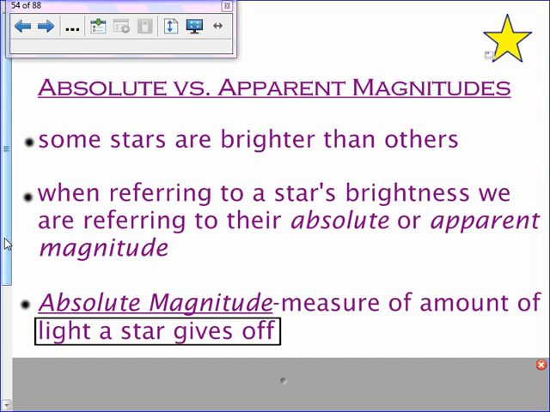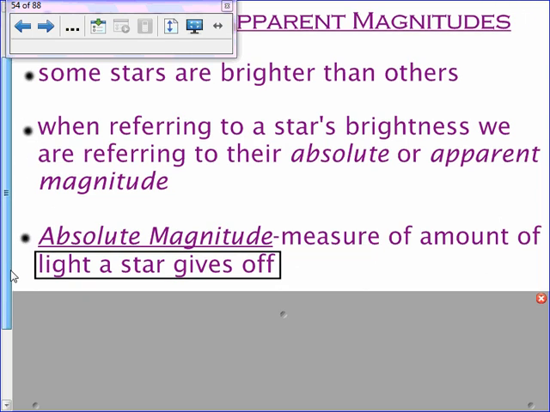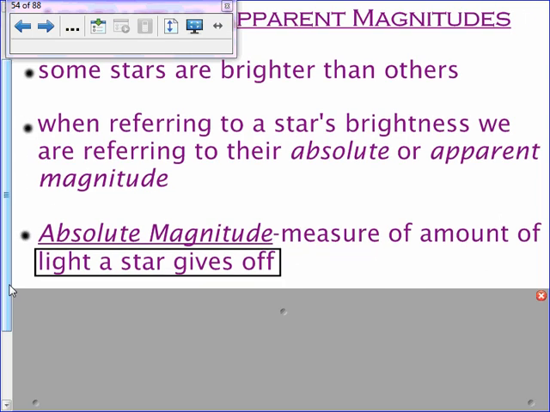Absolute magnitude is the measure of the amount of light a star gives off. And how I kind of remember that is it is how bright it absolutely is. It's its true brightness. Its absolute brightness, its absolute magnitude, how bright it absolutely is.